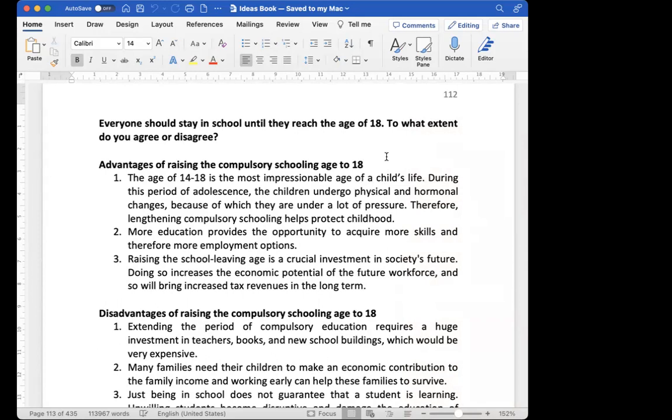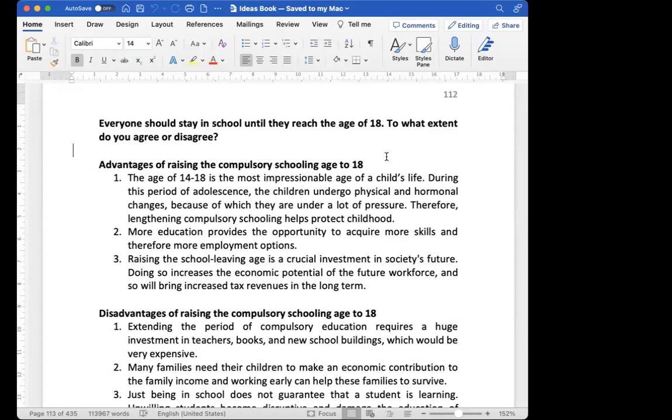Okay. So is it good or bad? So the essay says that everyone should stay in school till the age of 18. Now, if you agree, you can go both sides. You can say, while there are a few disadvantages of staying in school till the age of 18, I believe the advantages are far more. So I agree with the given statement.